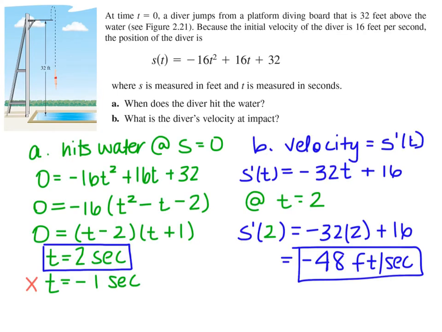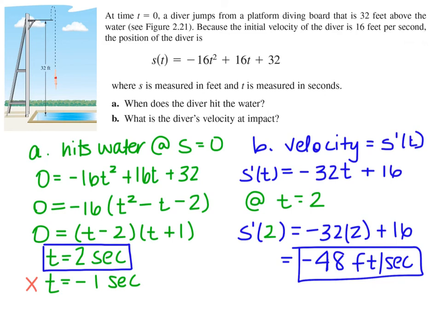For part A, the diver is going to hit the water when S, or its position, equals 0. So I set this equation equal to 0. I'm going to factor, and I'm going to have two answers because it's a quadratic. One is positive and one is negative. Now t is in terms of seconds, and that's time, so I'm not going to use the negative one. I'm going to use the positive one, and that's going to be t equals 2 seconds. So that's when the diver hits the water.